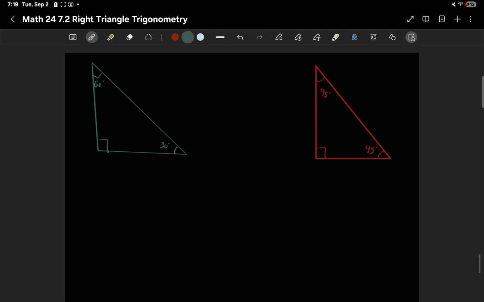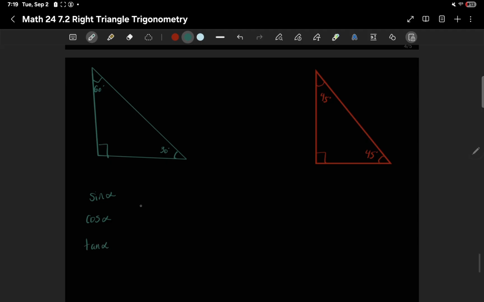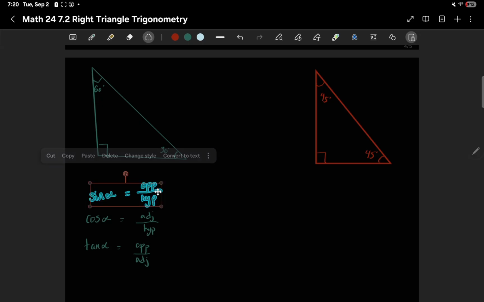Okay, so now that I've got these slightly prettier triangles drawn, remember that we said sine of alpha, cosine of alpha, and tangent of alpha. And sine was equal to opposite over hypotenuse. Cosine was adjacent over hypotenuse. And tangent was opposite over adjacent. Go ahead and move these around, give ourselves a little bit more space.